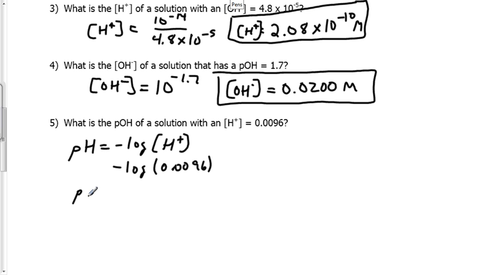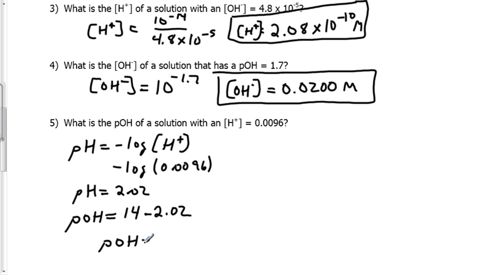So the pH is equal to 2.02. Then if we want to find the pOH, we just do 14 minus that answer. 14 minus 2.02. So our pOH would equal 11.98.